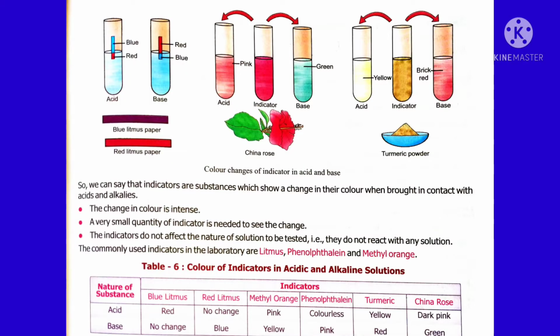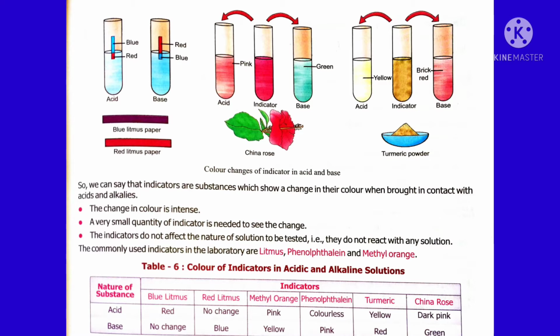So tell me the definition of indicator. It is a chemical substance which helps us to identify whether the given substance is acid or base by changing its color. If you put red litmus paper into the acid, it will remain red. But if you put red litmus in the base, it will turn blue. The same way, if you put blue litmus into the acid, it changes to red. In base, it remains blue. So don't forget, base blue, BB. In base, the indicator changes into blue color, but in acid, it remains red.